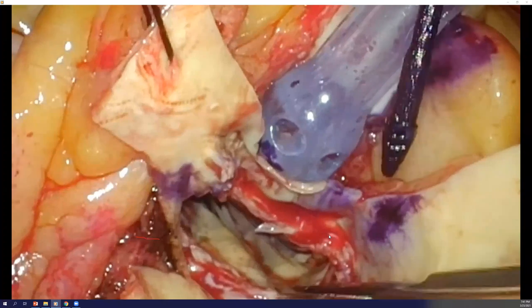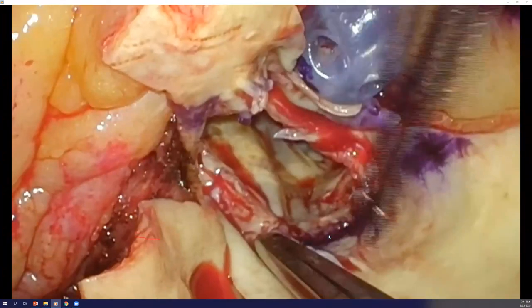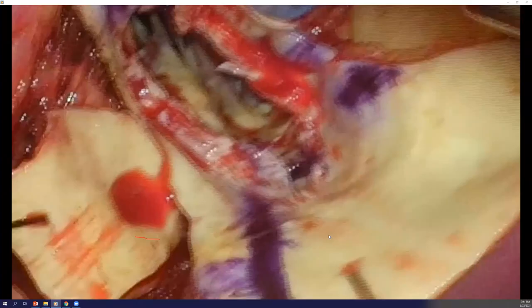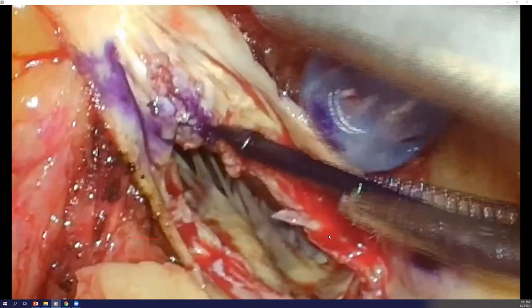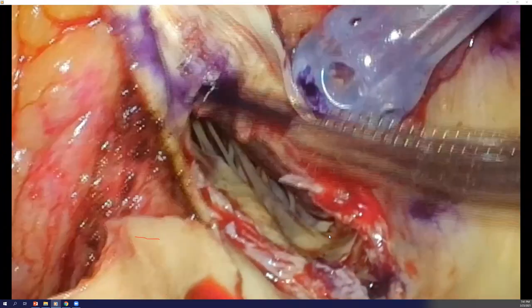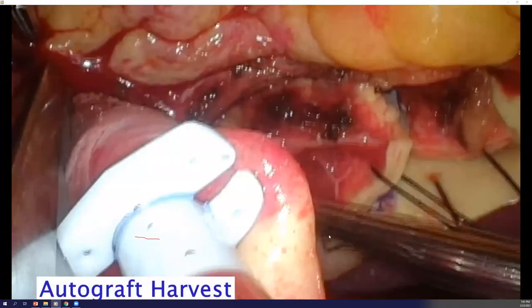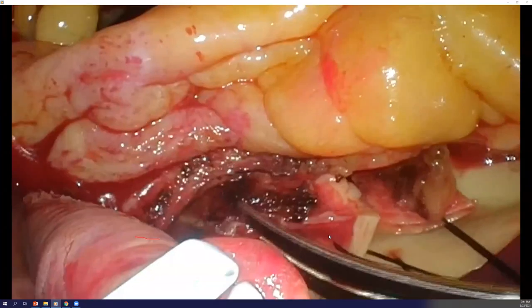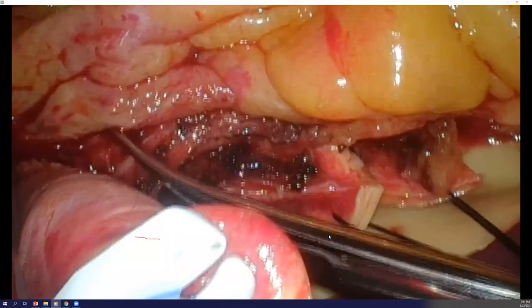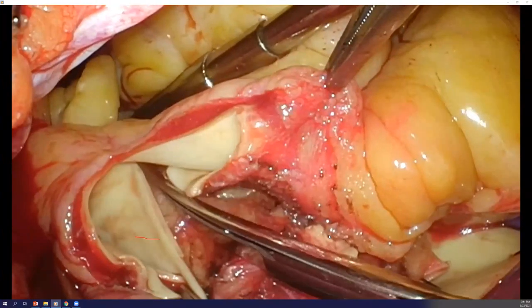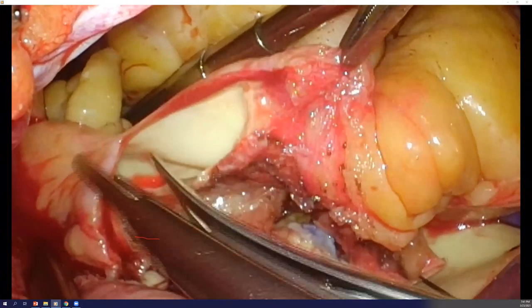And also, because we only have two very high commissures, we'll implant the autograft in a planar fashion so that there's also symmetry in the height of the commissures. So the next step is then harvesting the autograft. You see the assistant is pulling the heart down, and that linearizes the PA. And we just cut proximal to the right PA and transect the pulmonary artery at once.